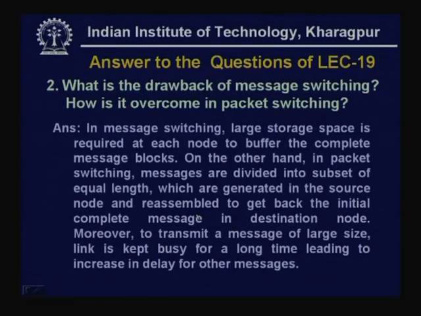Then the second question was: what is the drawback of message switching, and how is it overcome in packet switching? In message switching, large storage space is required at each node to buffer complete message blocks. In packet switching, messages are divided into subsets of equal length, which are generated in the source node and reassembled to get back the initial complete message in the destination node. Moreover, to transmit a message of large size, the link is kept busy for a long time, increasing delay for other messages. As we discussed in the last lecture, message switching has a number of drawbacks.